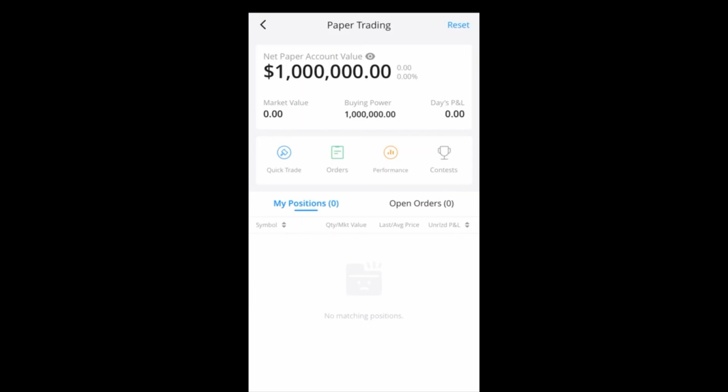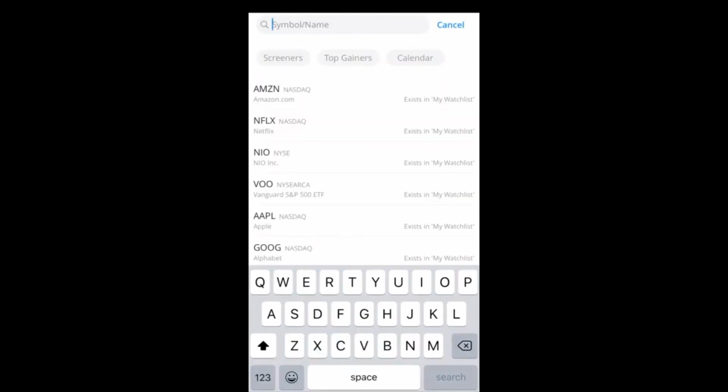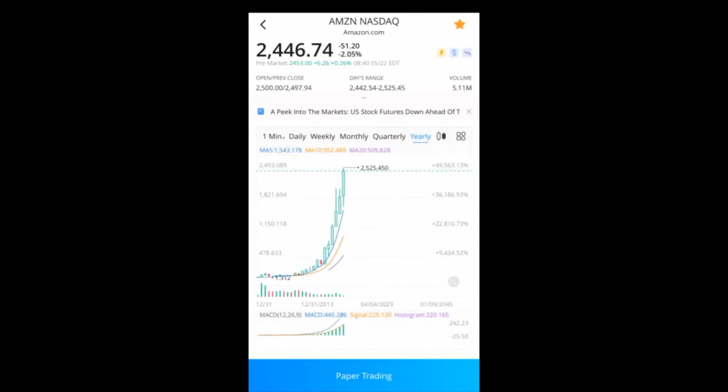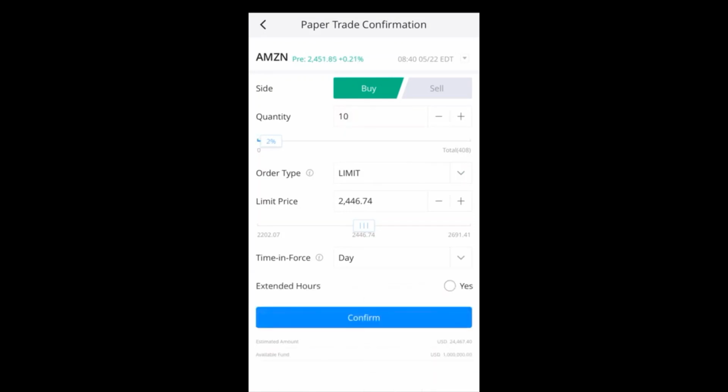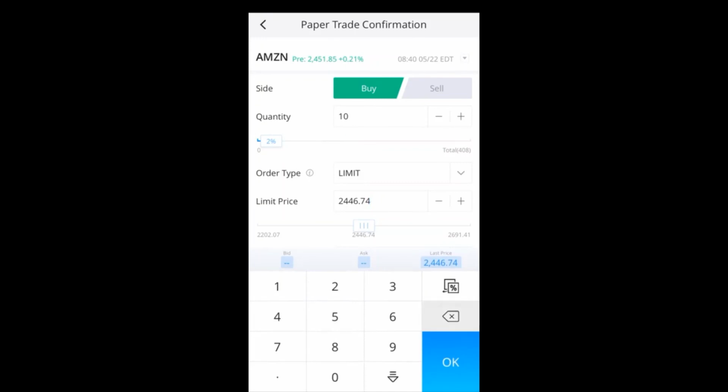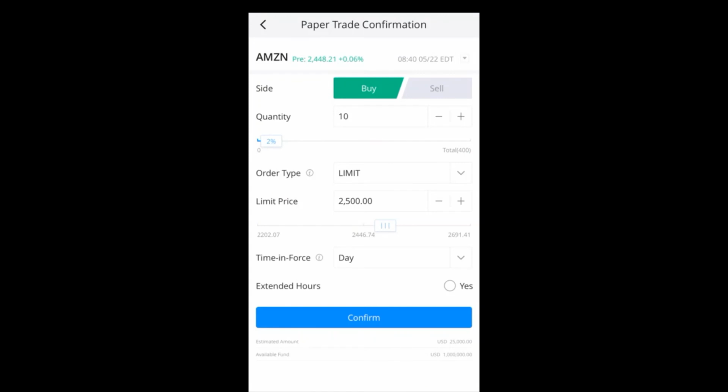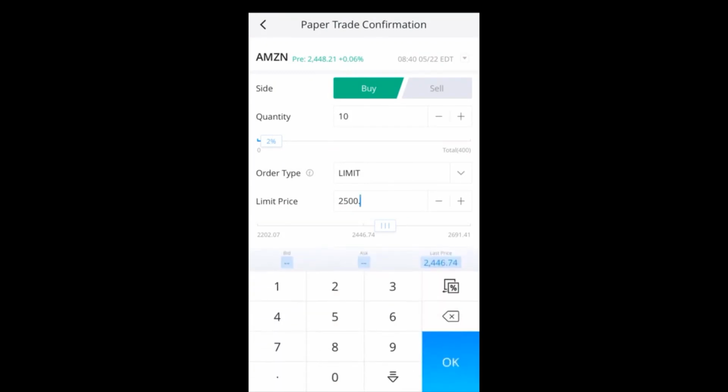And so in order to show you how to buy and sell, you can do quick trade. You can choose a company. Let's choose Amazon. We're going to paper trade. Let's say we're going to buy 10 shares. You type in 10, click OK. I'm okay with buying Amazon at any price below $2,500. And I want that to be good till close. You see the current price is $2,448, so you know that is actually going to go through. So let's put it close to its current price. Let's say $2,450.